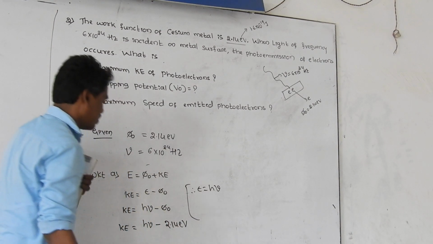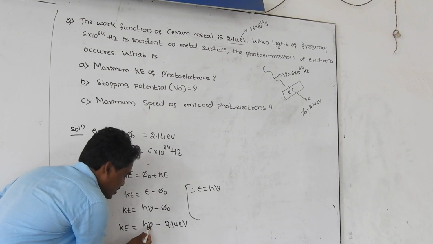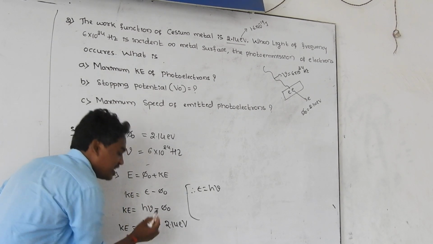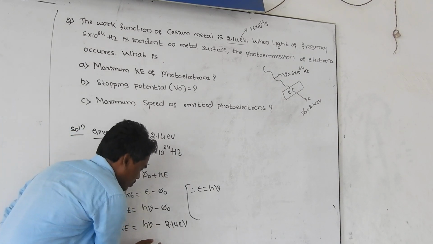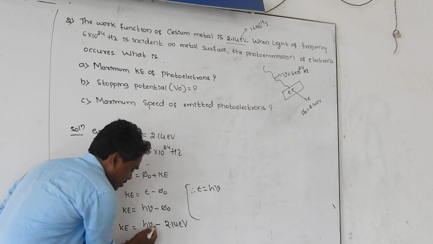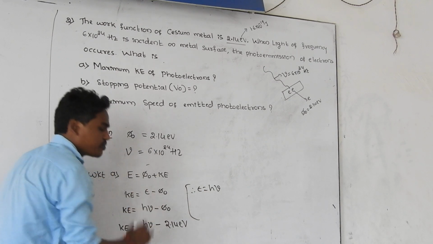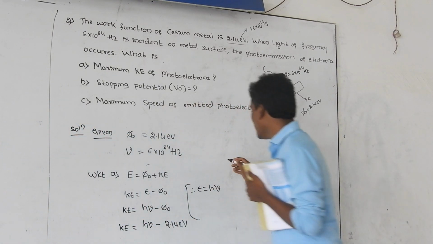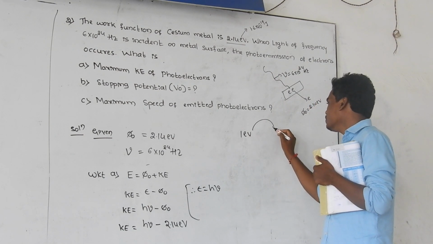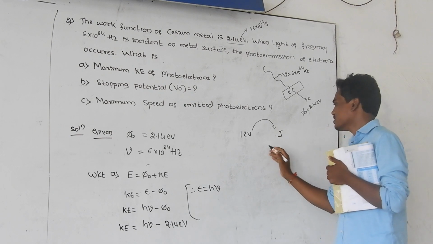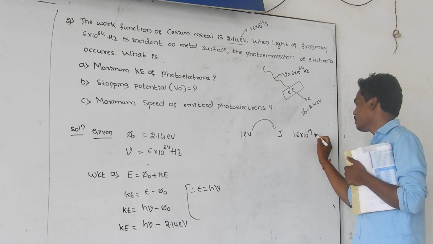But here, the energy of this radiation, if you multiply Planck's constant into frequency, you get the energy in terms of joule. But here phi naught is in terms of electron volt. This value you get in terms of joule, but this is in electron volt. That's why you need to convert. Remember this: how to convert electron volt into joule. Just multiply the number by 1.6 into 10 to the power of minus 19.